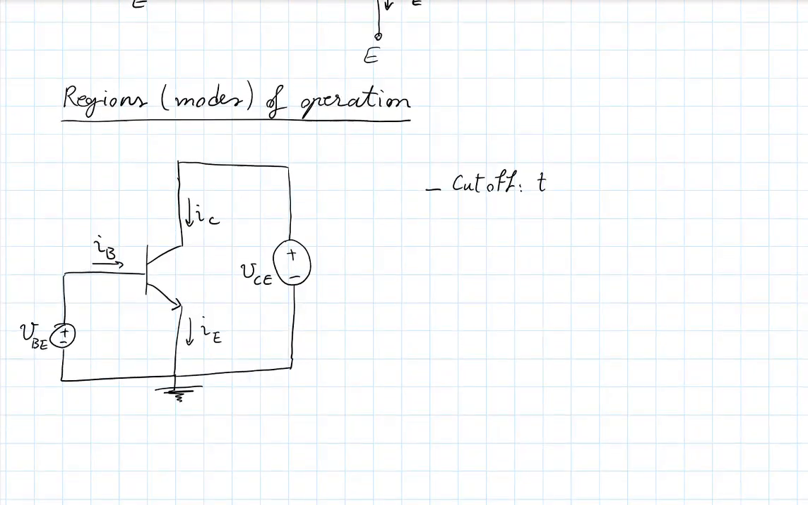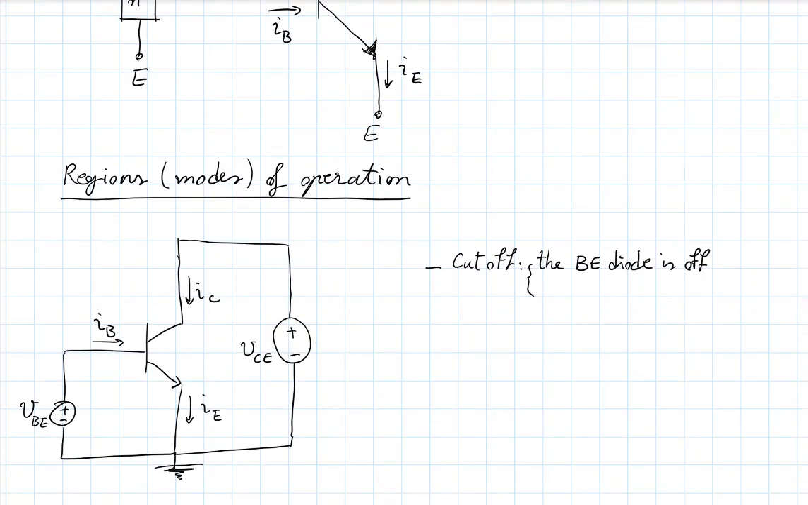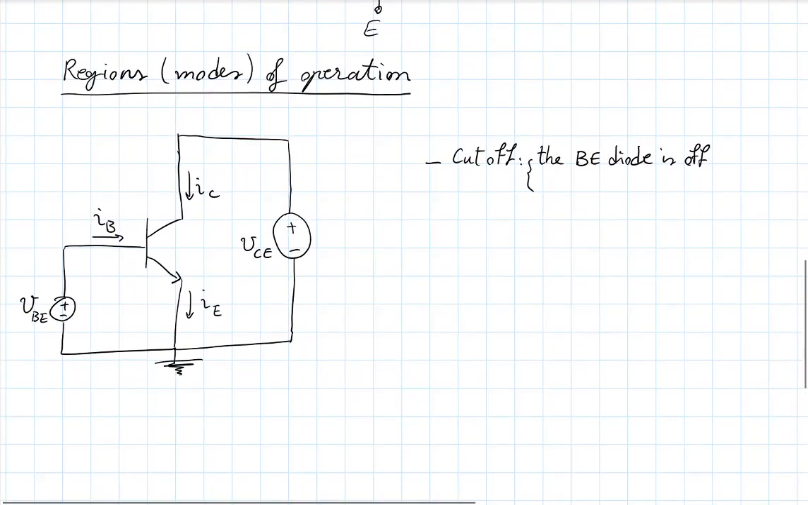So the BE diode is off, and actually the CB diode, if you look at this, and that's not an entirely symmetric structure, by the way you make it, but schematically, there's a junction or a diode between B and E. There's another one between B and C. So in reverse, these are both off, or reverse is better terminology.